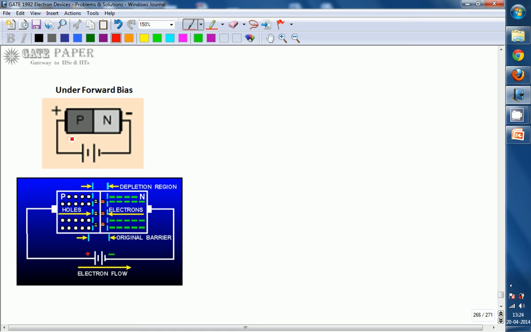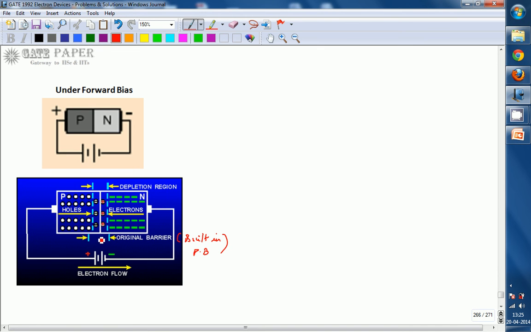We know that under forward bias the depletion region reduces. The depletion region consists of only immobile ions: positive ions on the N side and negative ions on the P side. This is the original potential barrier, which is the built-in potential barrier. Whenever you apply forward bias, the potential barrier width as well as height will be reduced. So this is the depletion region under forward bias.